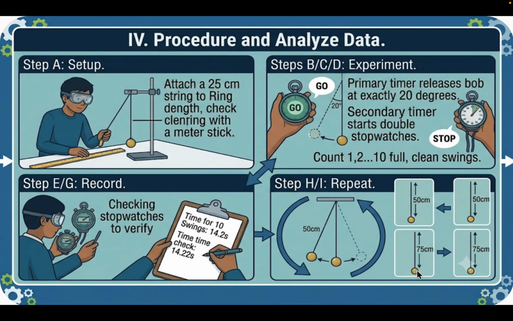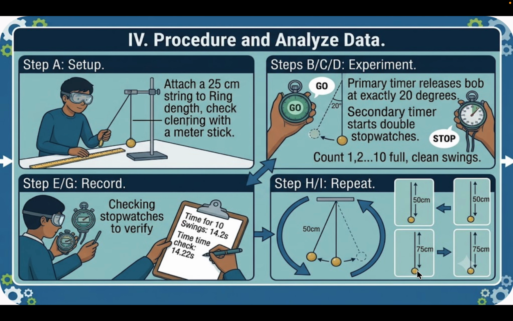Number 1, setup. Step A. The student verifies the control values and prepares the first length, for example, a 25 centimeter string. Number 2, experiment. Steps B, C, and D. The main action. A primary timer releases the bob at the precise 20-degree angle. The secondary timer starts the double stopwatches. The pendulum completes exactly 10 full swings.